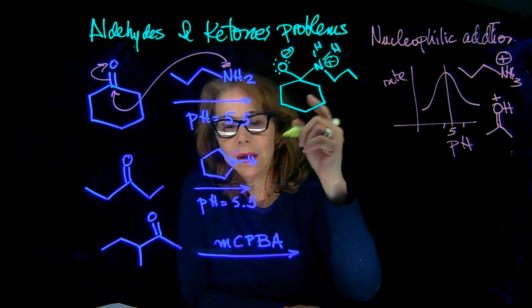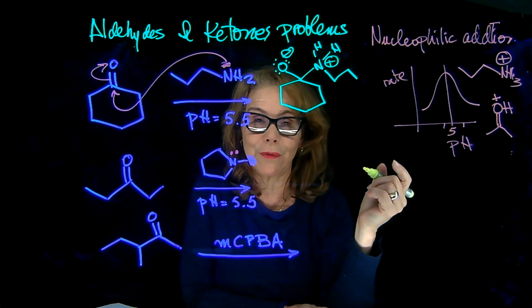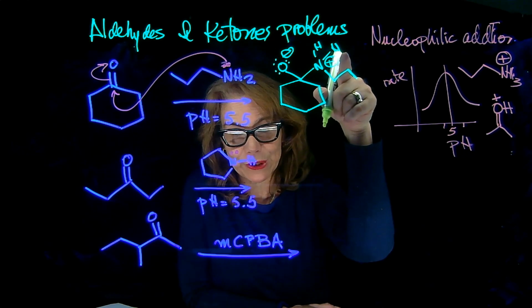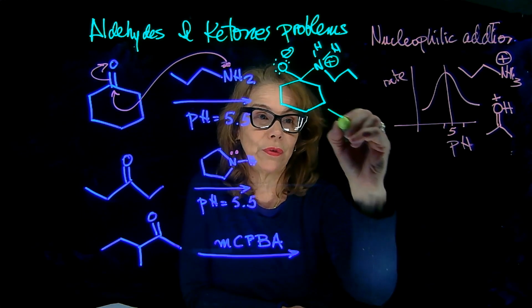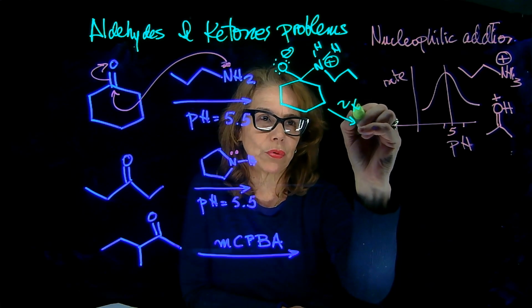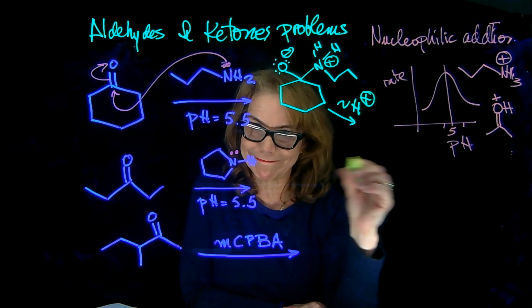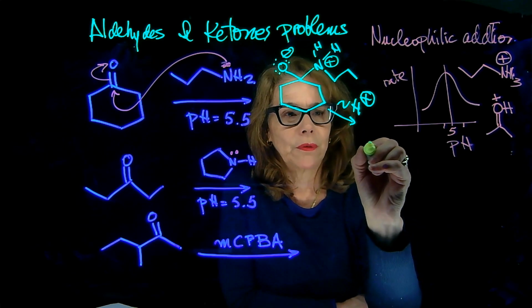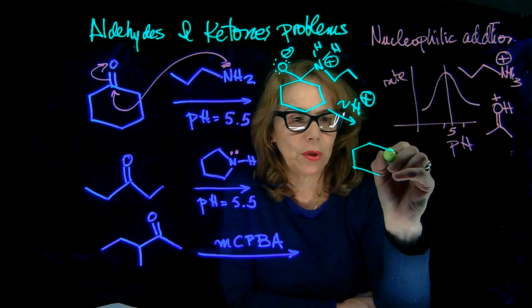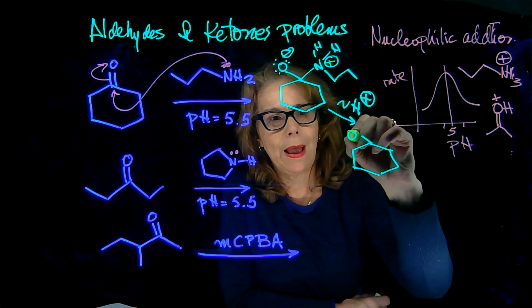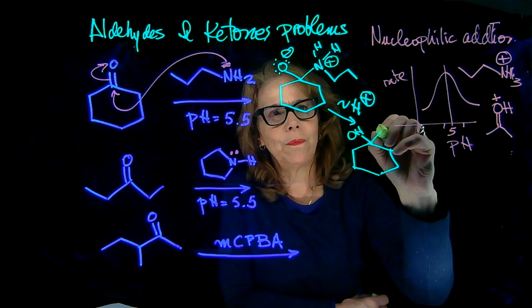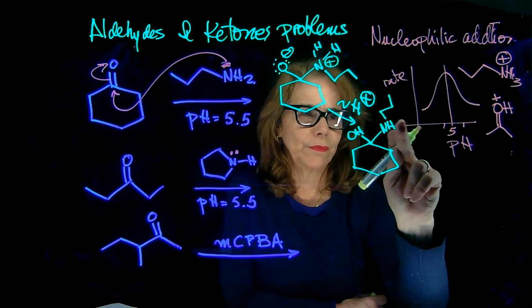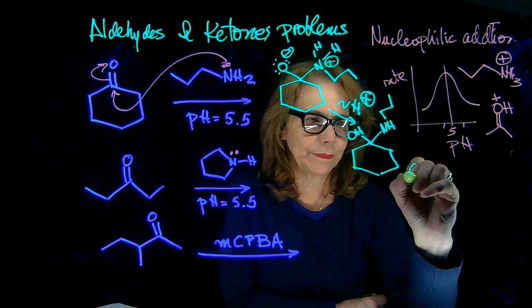And then I need some proton transfer steps. I need to protonate here and deprotonate the nitrogen. After those proton transfer steps, which are solvent mediated, I'm going to form what we call a carbinolamine. So this is NH and the R group. This is my carbinolamine.